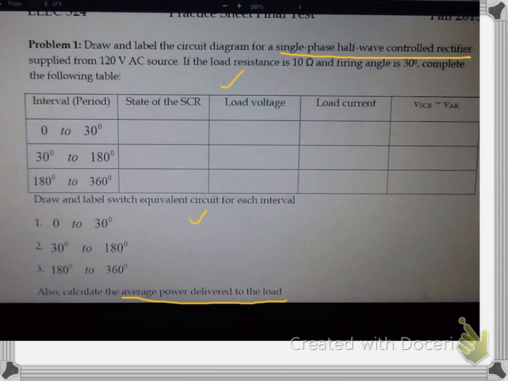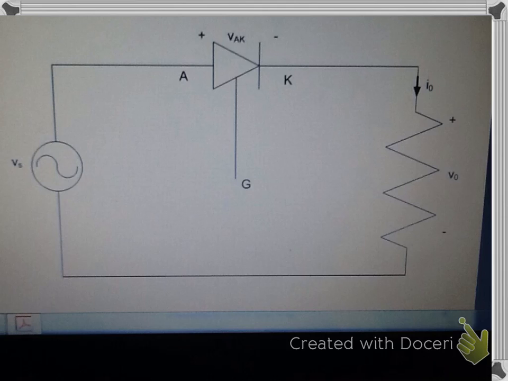Okay, so the circuit for this looks like this: you have a supply connected to a load, which is a pure resistive load this time, and the value of this, if you look at the statement, is 10 ohms, and here is 120 volts for the AC source, and it's connected through an SCR, so it's a controlled rectifier. So this SCR makes it a controlled rectifier.